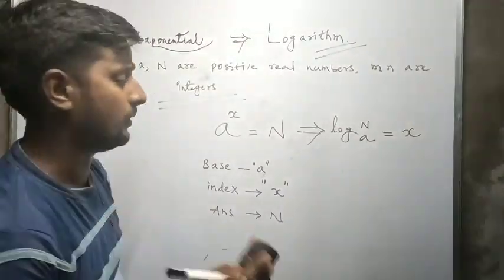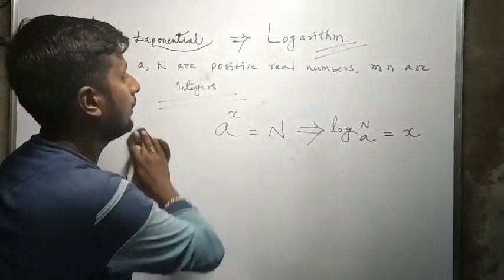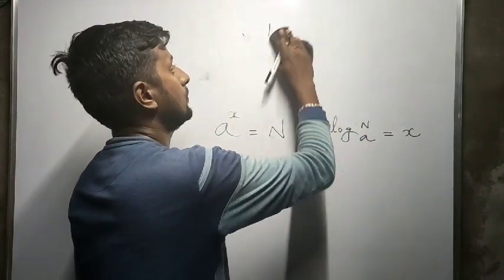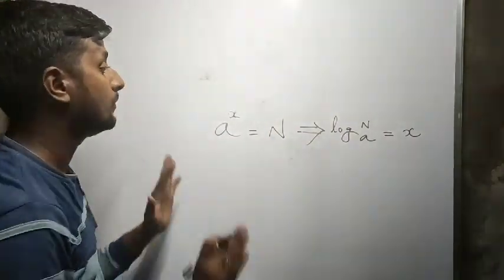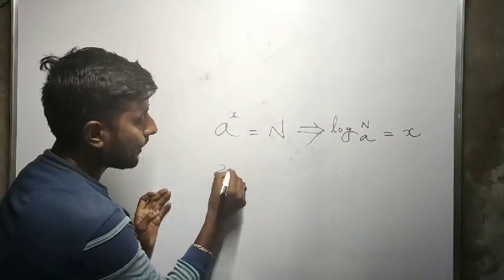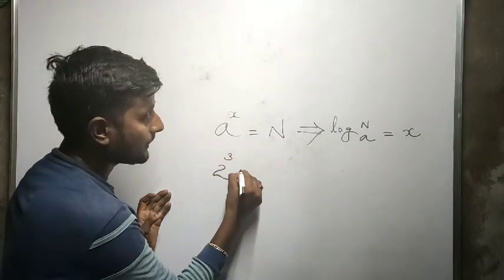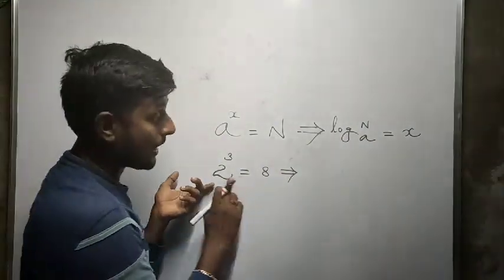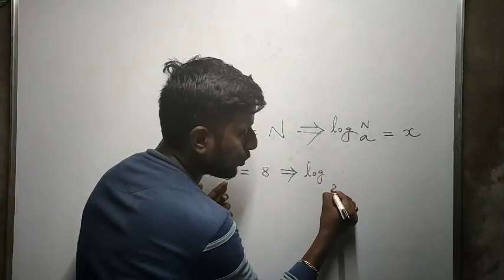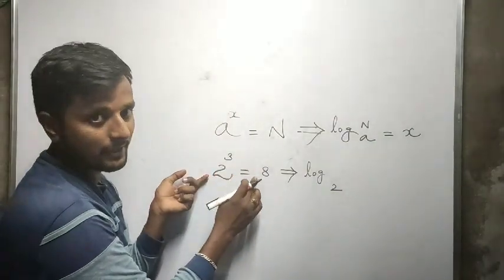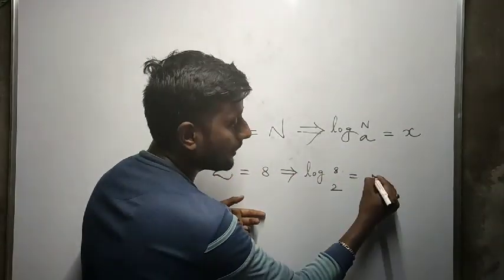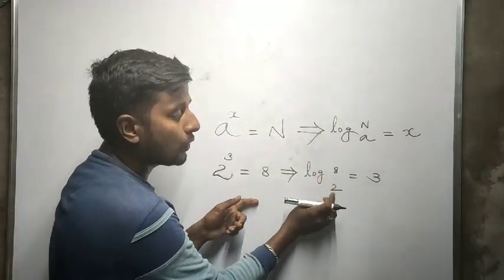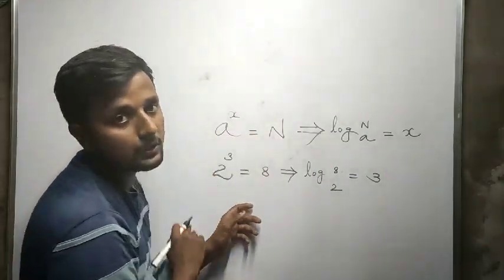We'll see examples so we can understand better. Examples. 2 power 3 is equal to 8 implies, what I said, the base doesn't change. So in log we write 2 as the base. They exchange the places, I said. So here we'll write 8, that is equal to 3. So the way of reading: log 8 to the base 2 is equal to 3.